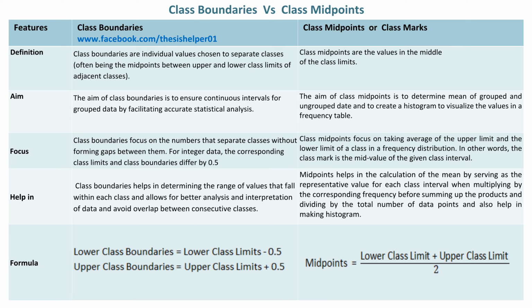For integer data, the corresponding class limits and class boundaries differ by 0.5, whereas class midpoints focus on taking the average of the upper limit and the lower limit of a class in a frequency distribution. In other words, the class mark is the mid-value of the given class interval. Class boundaries help in determining the range of values that fall within each class and allow for better analysis and interpretation of data and avoid overlap between consecutive classes.